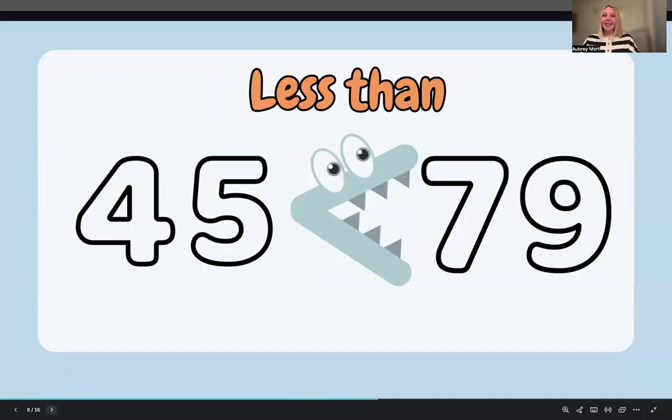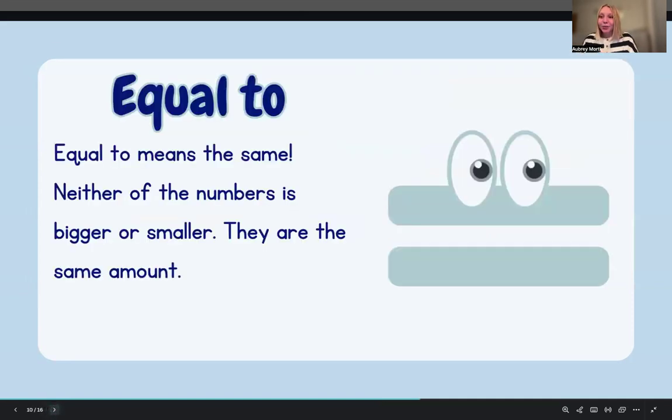So in this example, 45 is less than 79. Do we see how it is pointing at 45, but its mouth is still open towards the bigger number? Because in 45, there are 4 groups of 10, and there are 7 groups of 10 in 79. So 45 is less than 79. Perfect. Now we're going to go on to equal to.